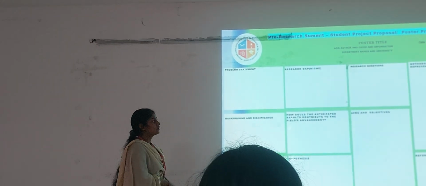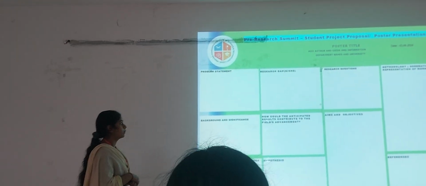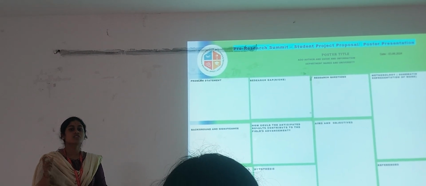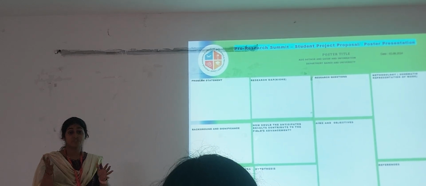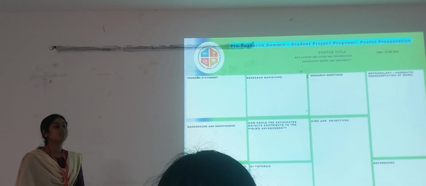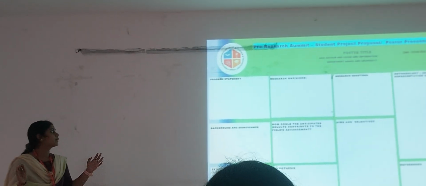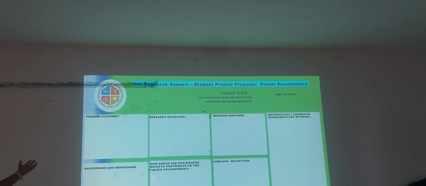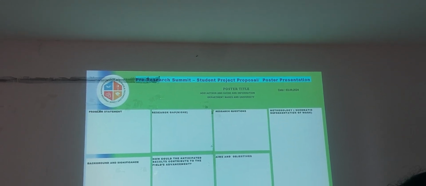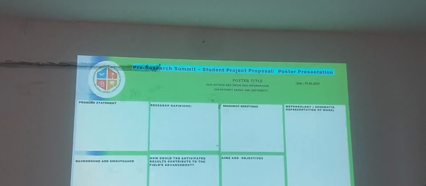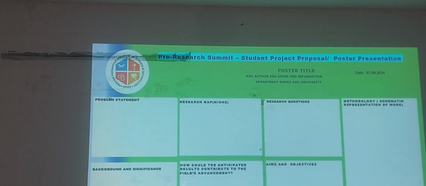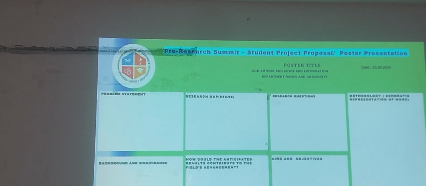So the problem statement. First of all, I will start with the poster title. My poster title is: adsorption potential of the jackfruit leaf powder in efficiently removing the hexavalent chromium from the landfill leachate. This is the poster title, which is descriptive, as Sir said. Then the authors: my guide is the first author, and Sir, all have contributed, and corresponding authors. I'm from the Biotechnology department, Periyar University.